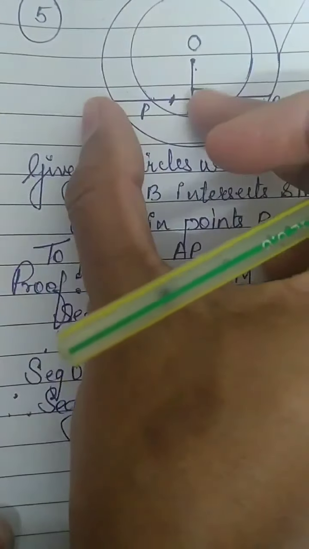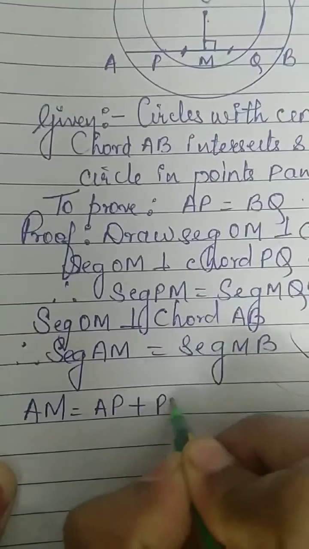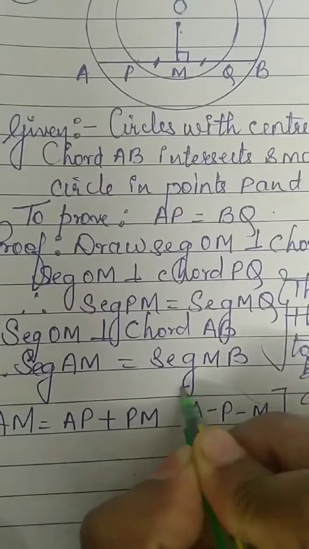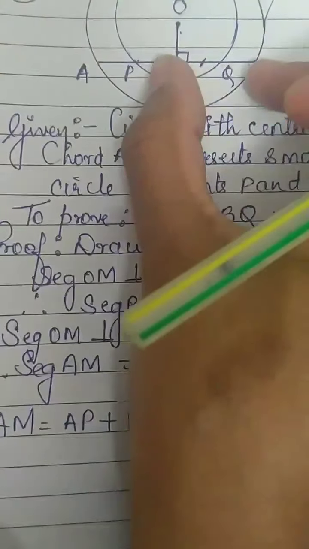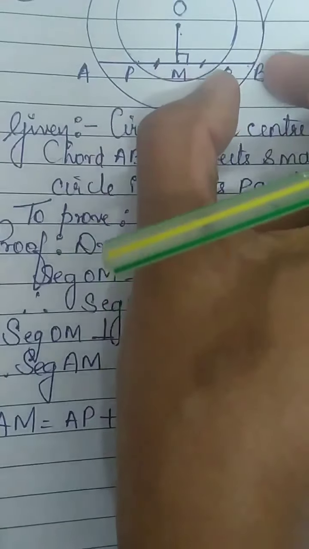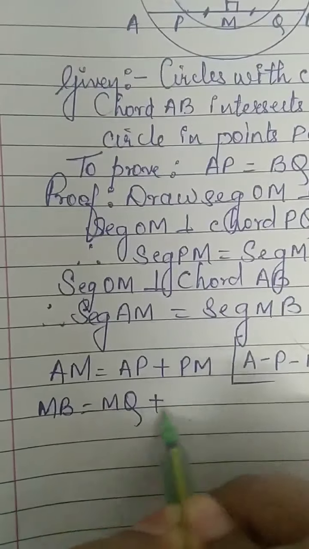Now what is AM? AM is nothing but AP plus PM. Betweenness property. P is between A and M, no? So how much is AM? AM is AP plus PM. Let us write. AM is equal to AP plus PM. Write down the betweenness property, A dash P dash M. This will be the reason. Same way you write for this part of the chord. That is MB is equal to MQ plus QB.